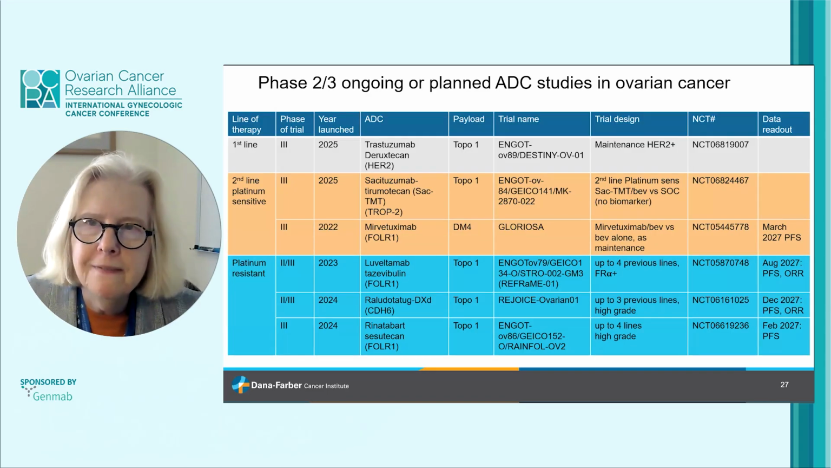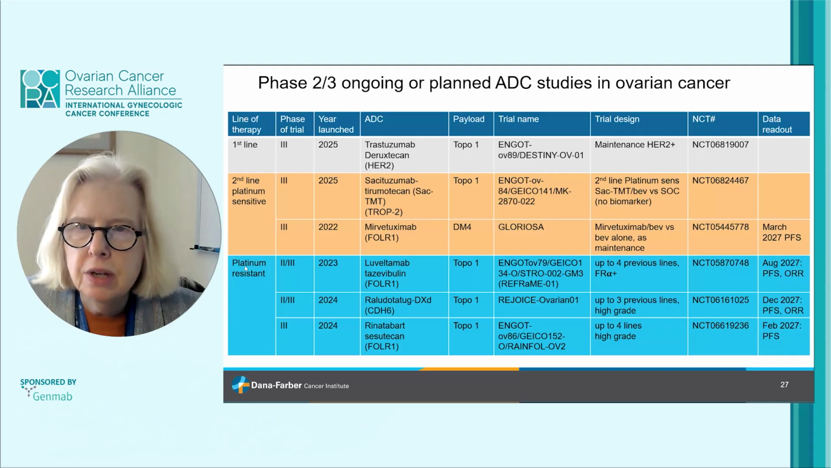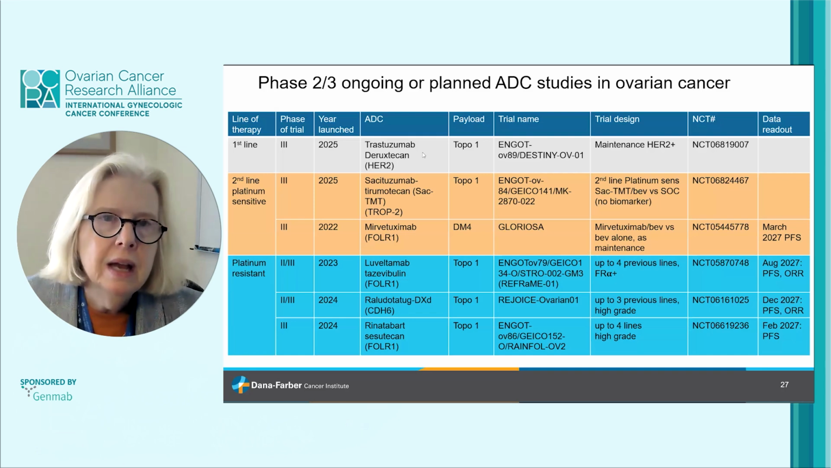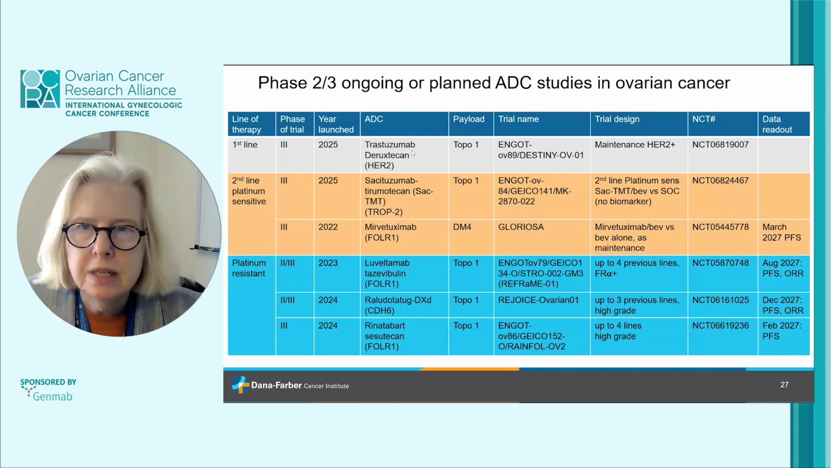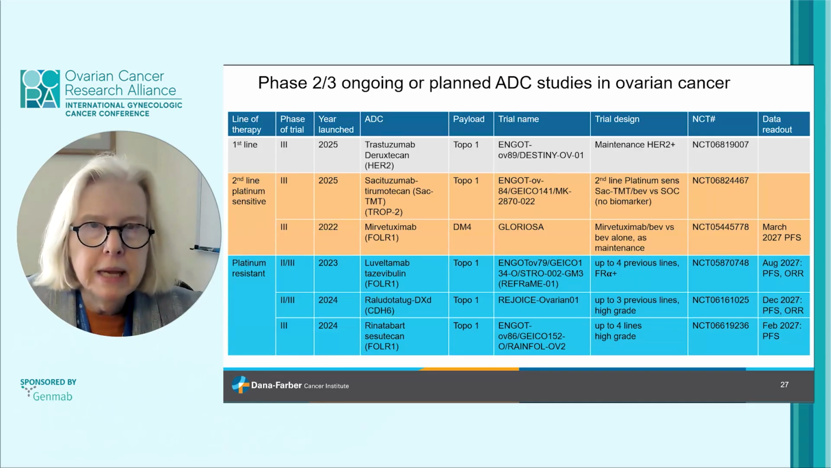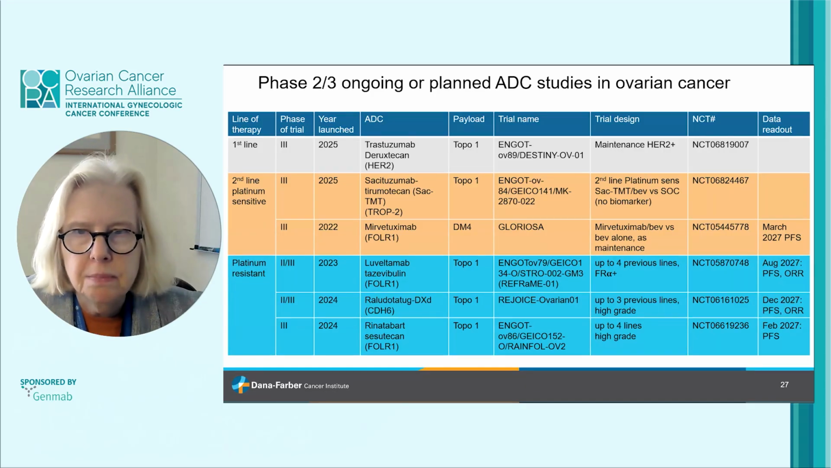Interestingly, these are some of other planned antibody-drug conjugate trials in ovarian cancer. These are upfront. So we're seeing now antibody-drug conjugates here. This is trastuzumab deruxtecan, the drug I was just telling you about, is now opened up in a phase 3 study for newly diagnosed patients who are finishing up their chemotherapy.